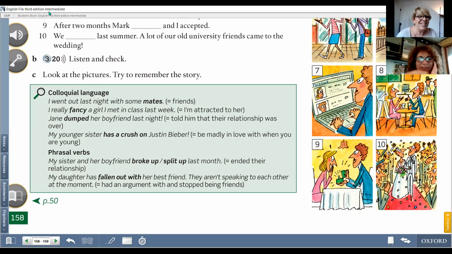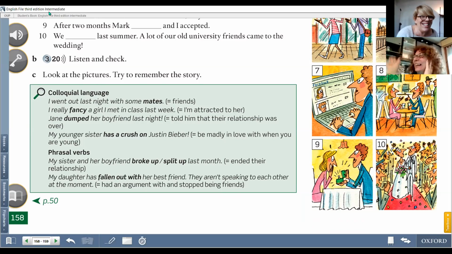My younger sister has a crush on Justin Bieber. Equal, be madly in love with someone when you are young. How do you say in Italian? Have a crush. Una cotta. To have a crush. Yes, to have a crush. I mean, this is after probably.